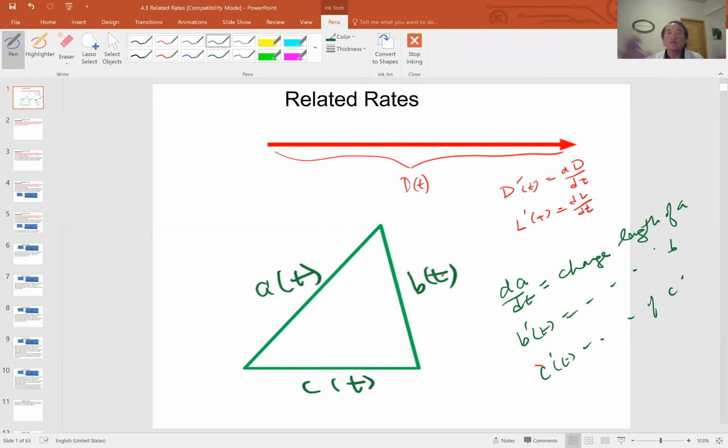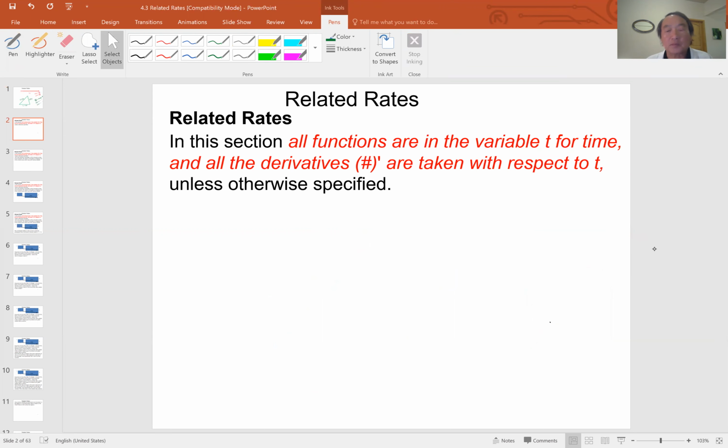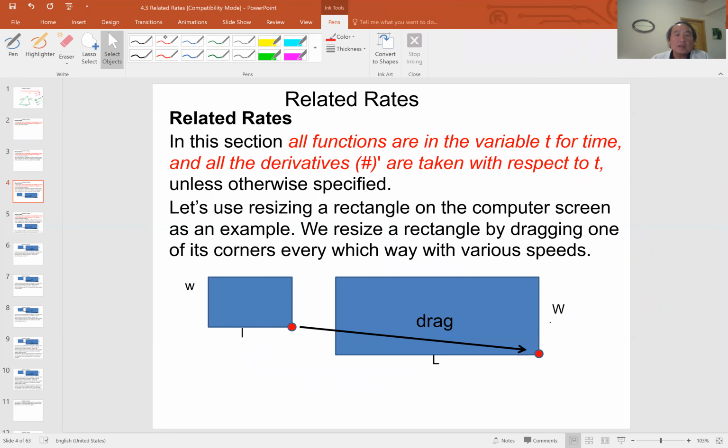So as they move, we are dealing in these related rate problems with moving pictures, and we try to track different measurements as the picture progresses. So in these sections, everything will be based on the given independent variable t. Okay, so here's another example.